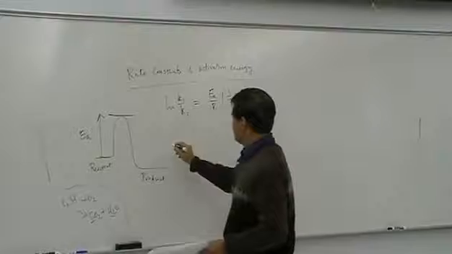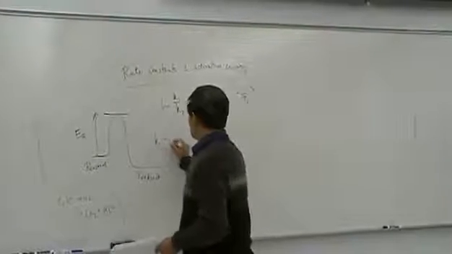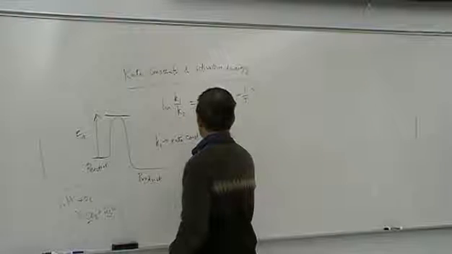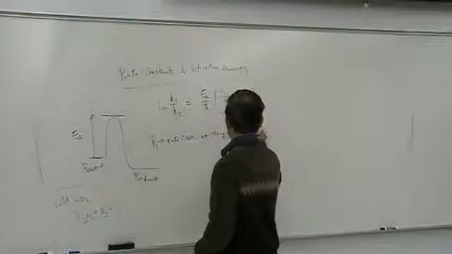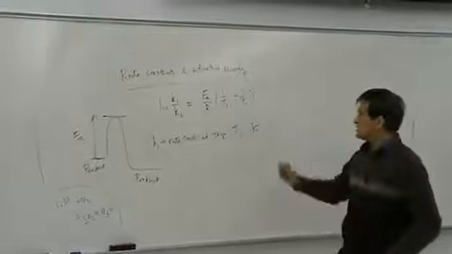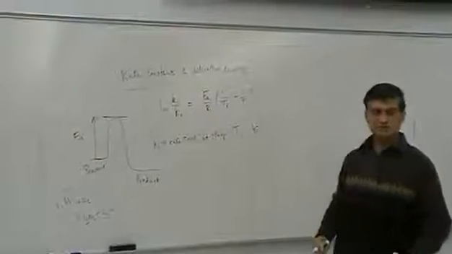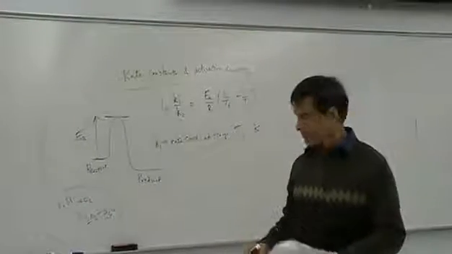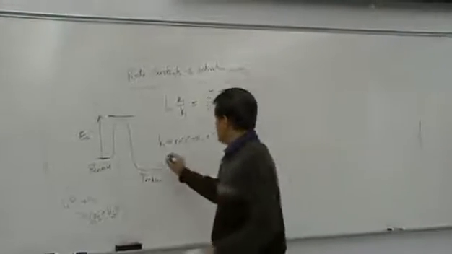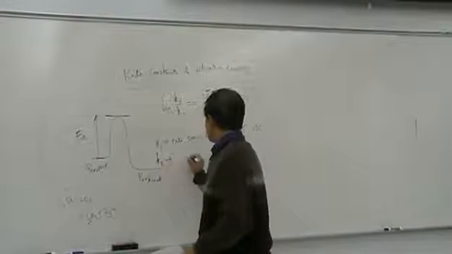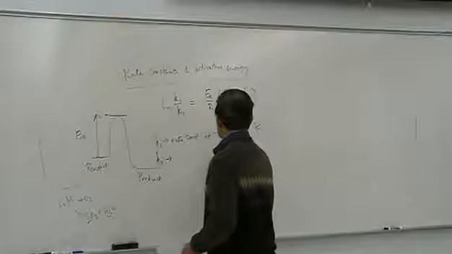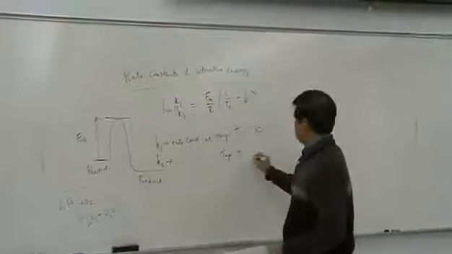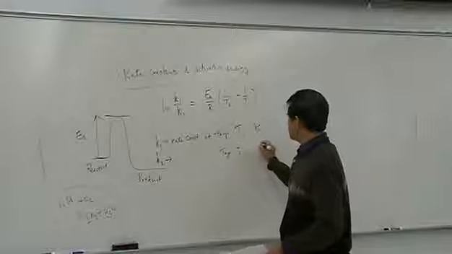So K1 is the rate constant at temperature T1 degree Kelvin. These are all Kelvin. Even if the question gives you temperature in degree centigrade, make sure you change it to Kelvin by adding 273. K2 represents the rate constant at temperature T2, and that also has to be in Kelvin.